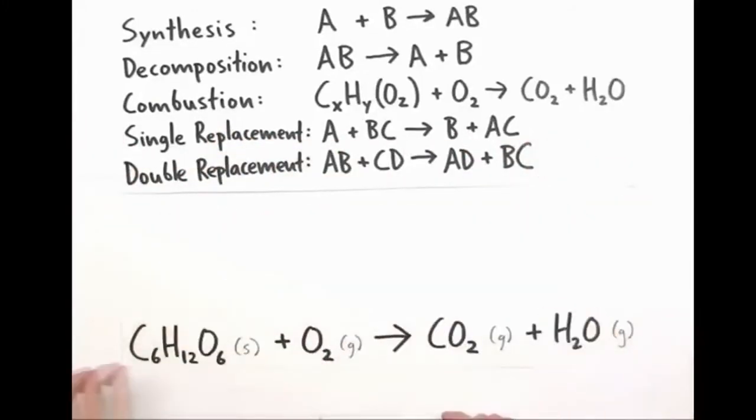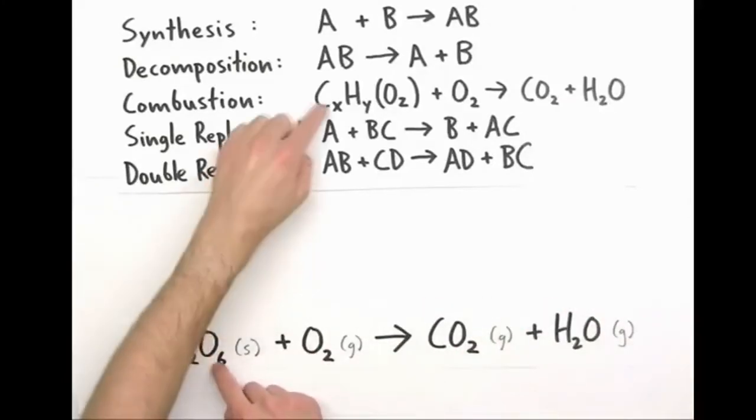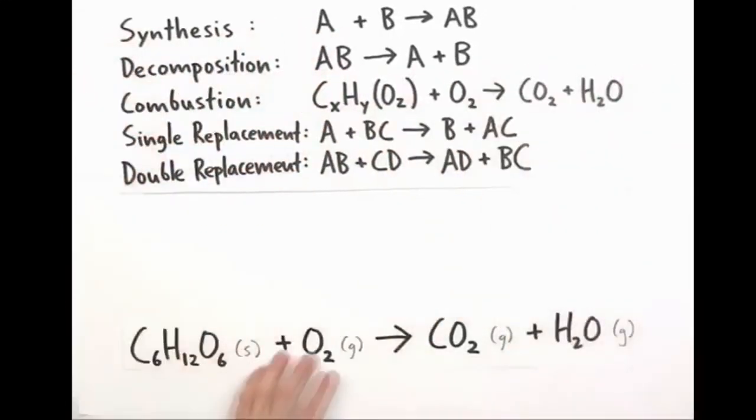Okay, here's the last one. C6H12O6, which is the chemical formula for glucose. It's a sugar and food that you eat. Glucose combines with oxygen to give us carbon dioxide and water. All right, this should look pretty familiar. When we have something with carbon, hydrogen, and sometimes oxygen, and we combine it with oxygen, we get CO2 and H2O. That is an example of a combustion reaction.